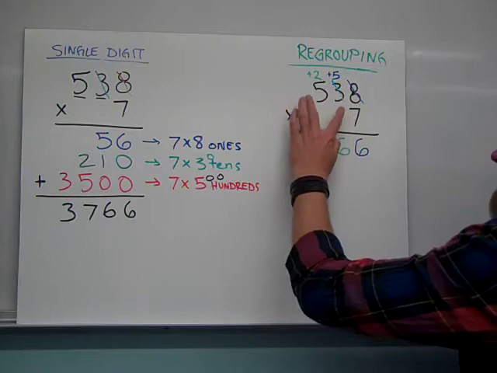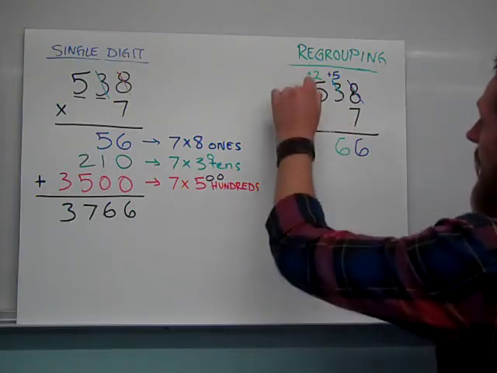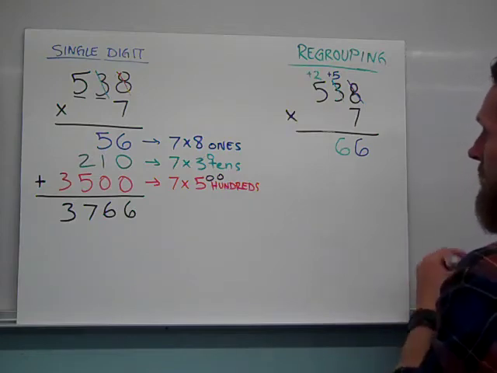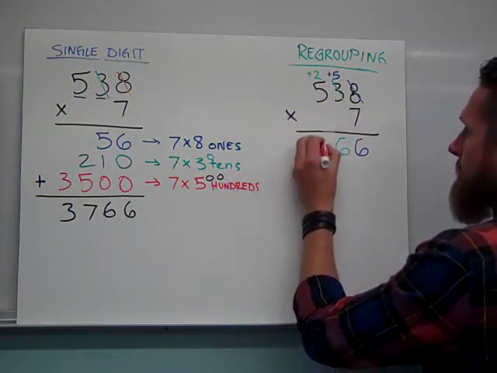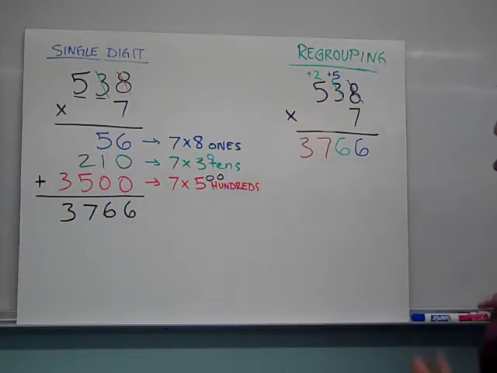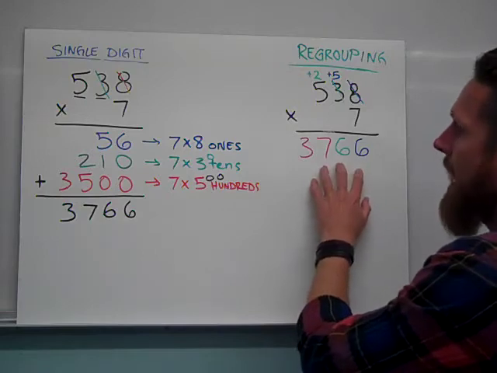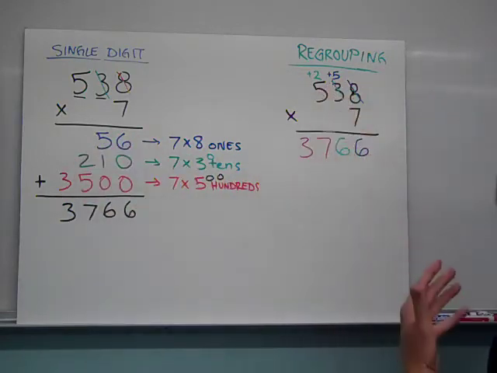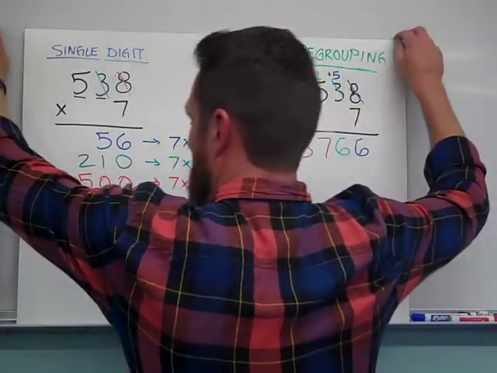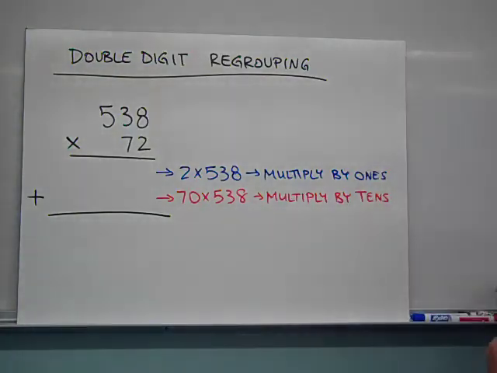And we multiply 7 times 5, which equals 35, and then we add the 2, so 35, 36, 37. And now, as you can see, we have the same exact answer we have here, and we didn't have to do all this work. We just did the work right here. All right. Double digit, regrouping.